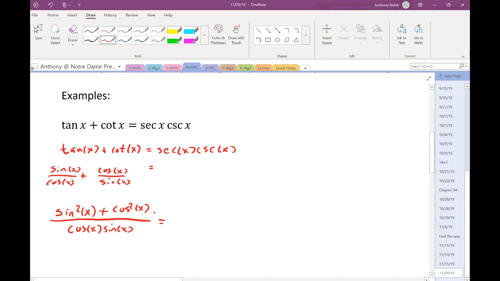Everybody see how we got that? Just by making a common denominator. I didn't write down multiplying the top and bottom by whatever. You're welcome to do that on your papers if you think that'll help you to remember what we did. But I didn't write that down here. I said it, but I didn't write it.